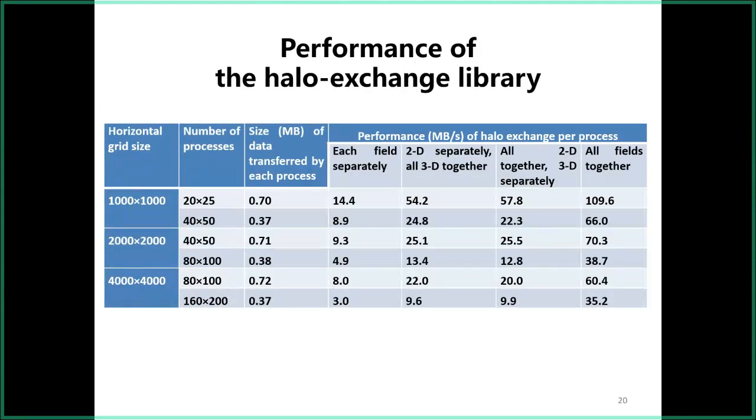This slide shows the performance of the halo exchange library. We use this result to show the benefit of exchanging multiple fields at the same time to improve the performance of MPI transfer, as it enlarges the MPI message size for better MPI bandwidth.